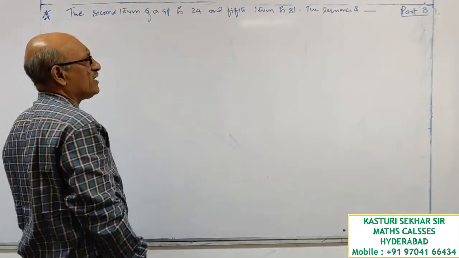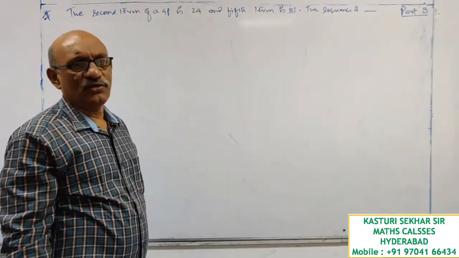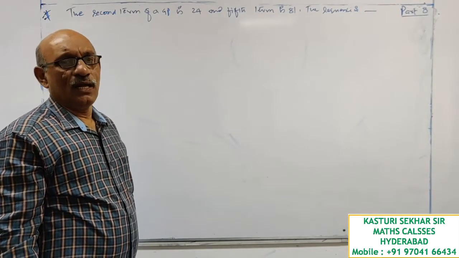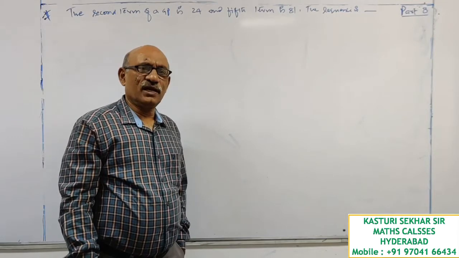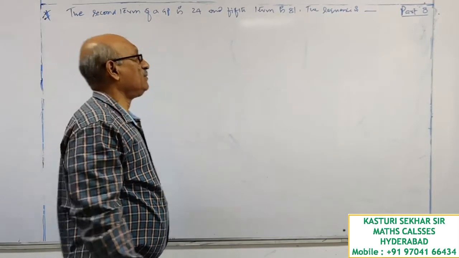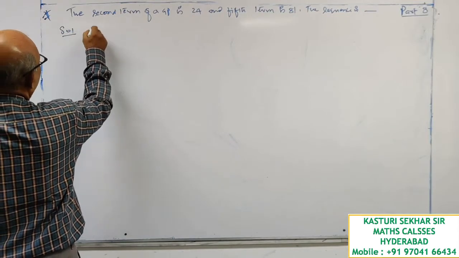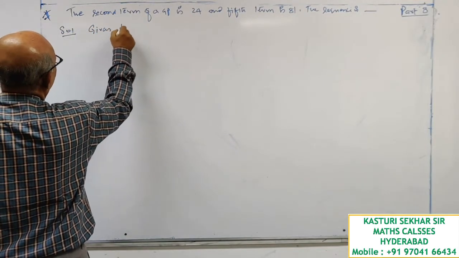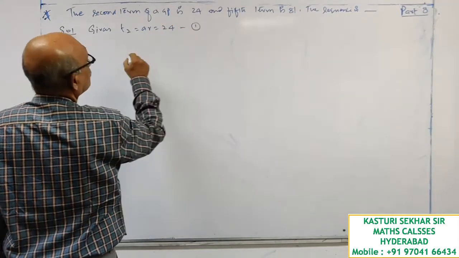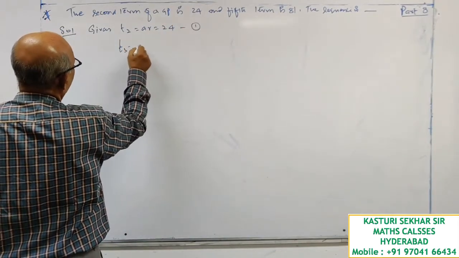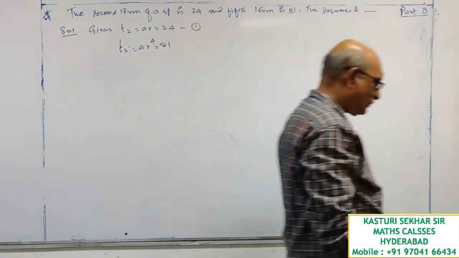Now, sir, to write the sequence, what is required? First term value is required and common ratio value is required. Again, I am repeating: to write the sequence, first term and common ratio values are required. Given T2, AR is equal to 24, T5, A into R to the power of 4 is 81.